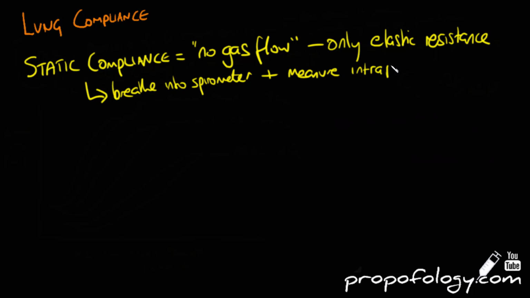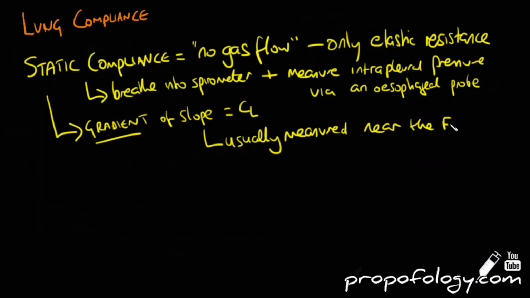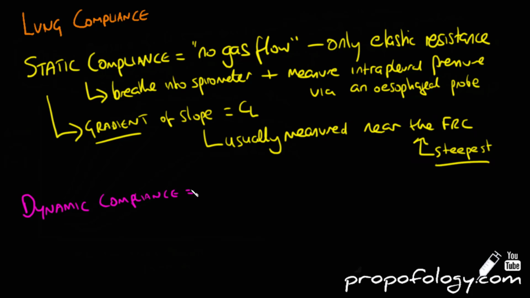This would theoretically be calculated by getting the patient to breathe via a spirometer and also calculating the intrapleural pressure change using an oesophageal probe. If you then plot a curve, it is the gradient of the slope that is the lung compliance. This is normally measured nearest the functional residual capacity, or FRC, where the curve is steepest. Conversely, dynamic compliance is the lung compliance obtained under dynamic or moving conditions, when gas flow is present during breathing.